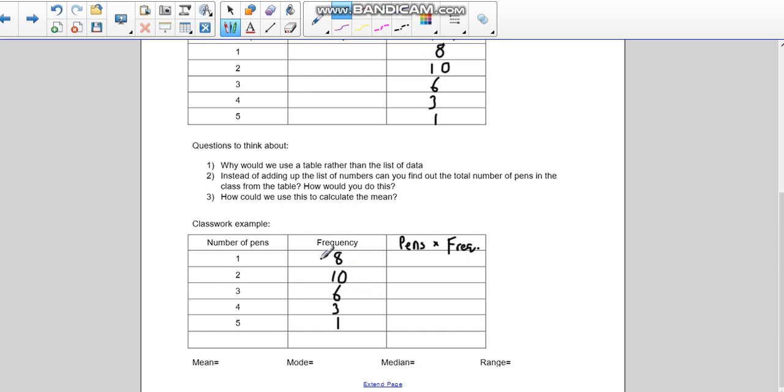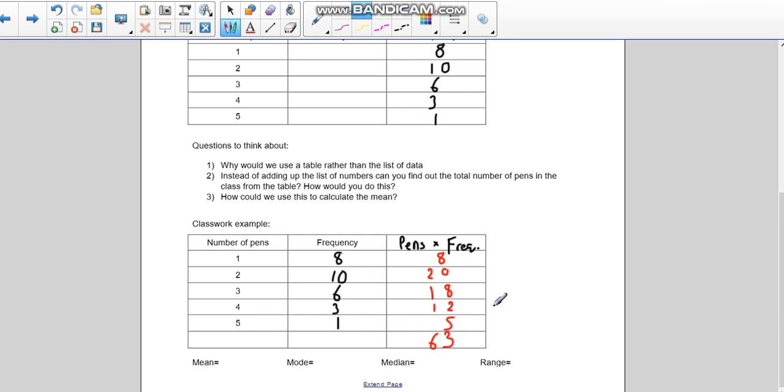So I'm going to add up the number of pens. So I know 8 people had 1 pen, so that's 8 pens in total. I know 10 people had 2 pens, so that's 20 pens in total. 6 people had 3 pens, so that's 18. 3 people had 4 pens, so that's 12, and 1 person had 5 pens, so that's 5. And then I need to add these up. So I've got 8 and 20 is 28. Okay, and we have 46, 58, and that makes 63. Okay, so there are 63 pens in total.